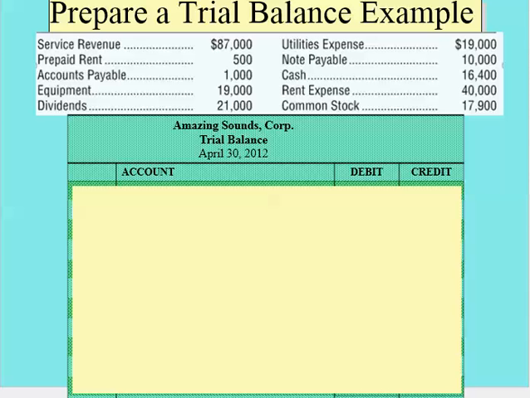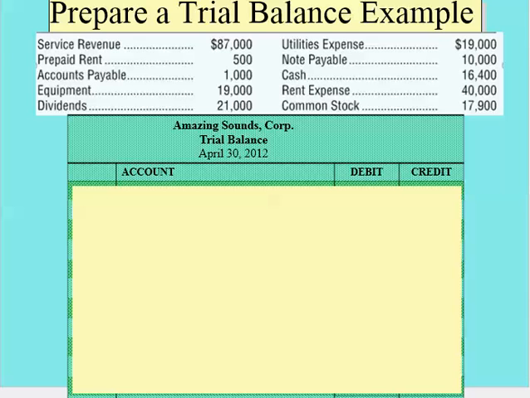Let's run through a quick example of how to prepare an actual trial balance. The starting point is actually going to be the ledger account balances, I should say. So this information is pulled right out of our ledger. It's not telling us whether we have debits or credits here, so you need to know what kind of balance each of the individual accounts carries.